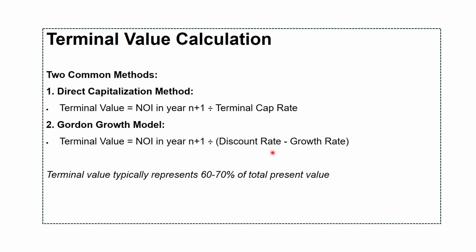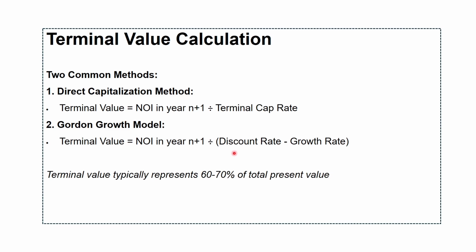The terminal value represents the estimated value of the property at the end of the projection period, and typically accounts for 60 to 70% of the total present value in 5-year DCF analysis. These are two common approaches for calculating terminal value. The direct capitalization method calculates terminal value as the net operating income in year n plus 1 divided by the terminal capitalization rate.